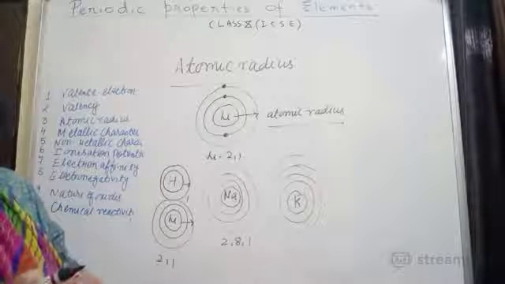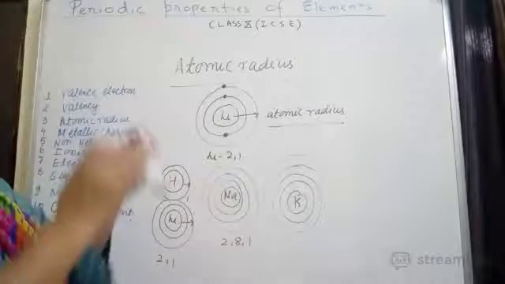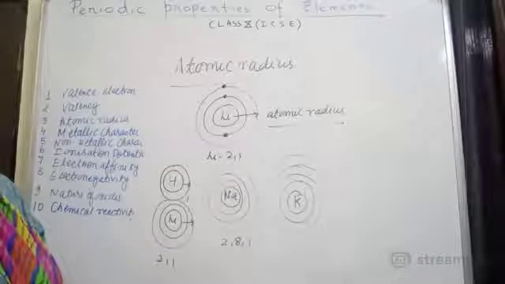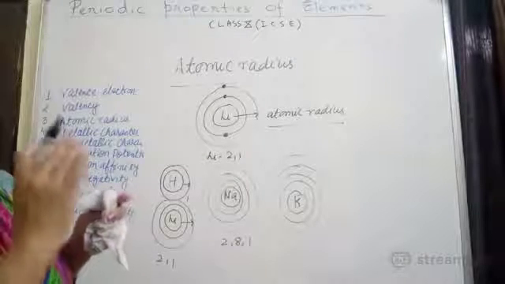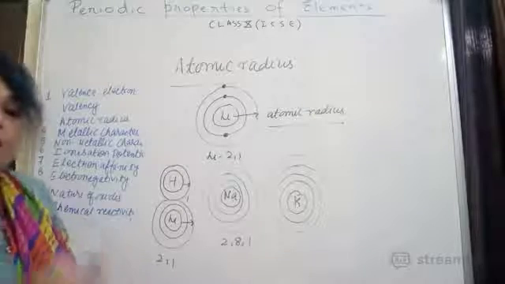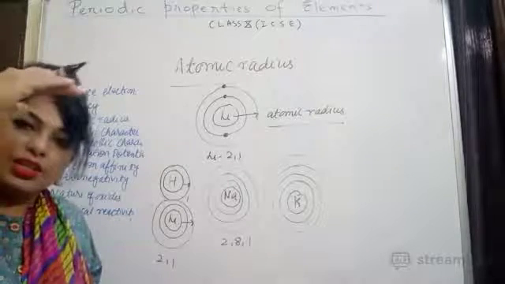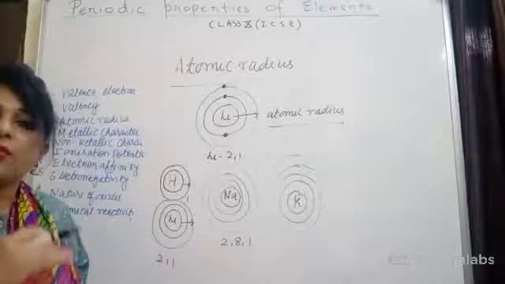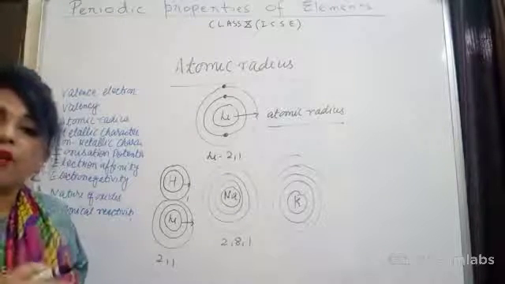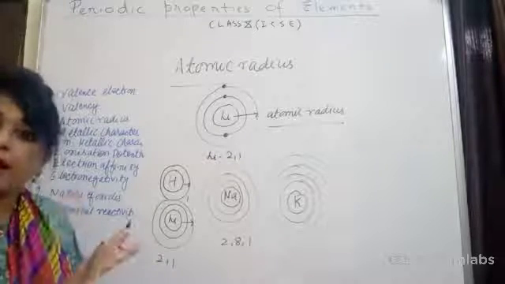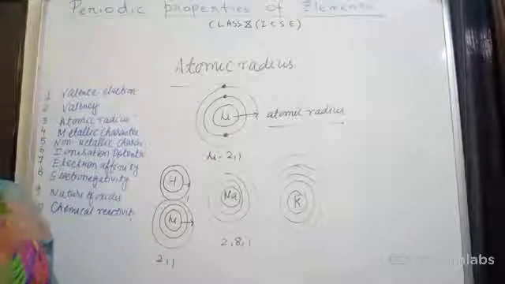Why will atomic radius increase? When you move from top to bottom, the number of shells is increasing. I told you how many periods there are: there are 7 periods in the modern periodic table. Period number 1 means 1 shell. Period number 2 means 2 shells. Period number 3 means 3 shells. Period number 4 means 4 shells. Period number 5 means 5 shells. Period number 6 means 6 shells.